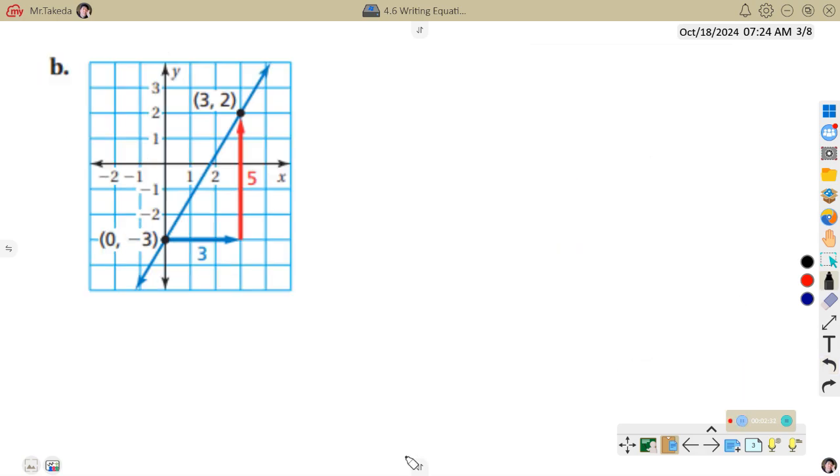Here's an example with a positive slope, I guess is the difference here. Remember our slope-intercept form, y equals m times x plus b. Y-intercept, -3. The slope, okay, my change in y is a positive 5. My change in x is a positive 3, so 5/3.